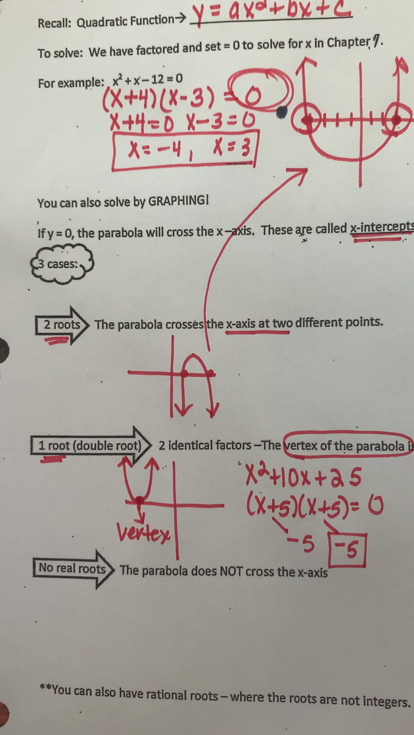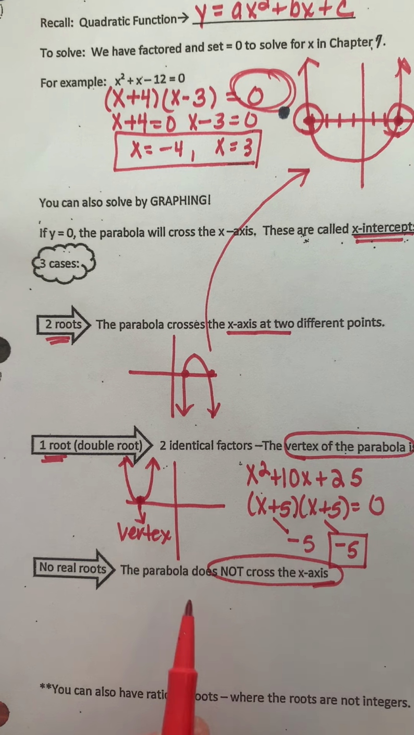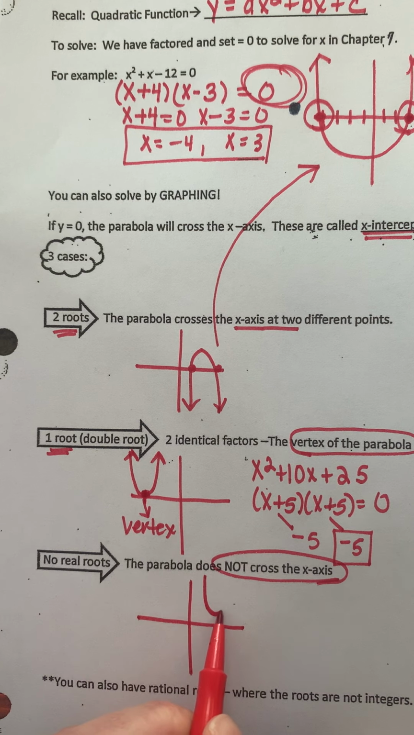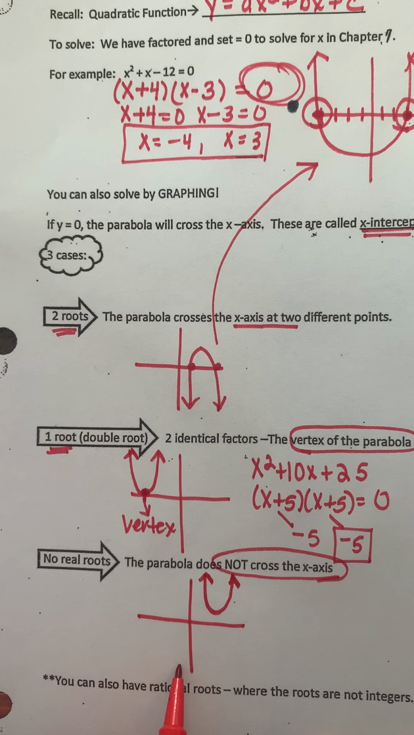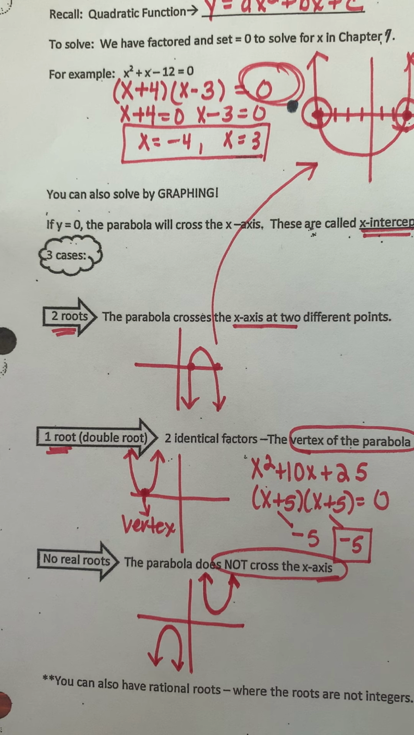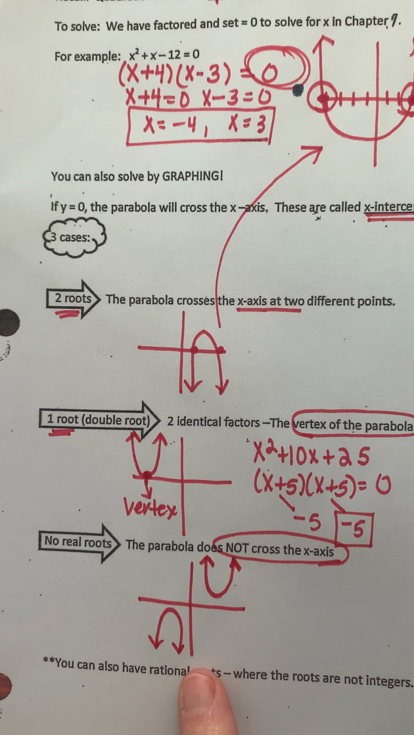And then the last type is no real roots, when it wouldn't cross your x-axis. So this may happen when you had a prime. Remember when we tried to factor things and we couldn't? We said it was prime. So if it's up here and it opens up, it'll never cross the x-axis. And same thing here if it's underneath and it opens down. So that's no real roots.